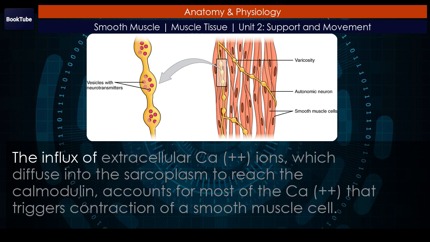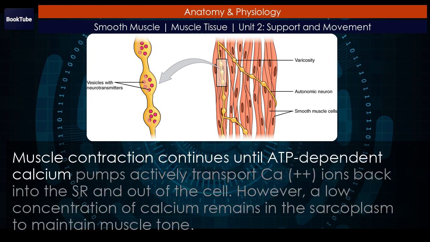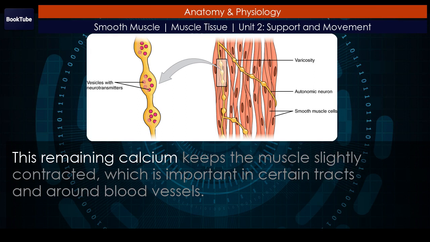The influx of extracellular Ca++ ions, which diffuse into the sarcoplasm to reach the calmodulin, accounts for most of the Ca++ that triggers contraction of a smooth muscle cell. Muscle contraction continues until ATP-dependent calcium pumps actively transport Ca++ ions back into the SR and out of the cell. However, a low concentration of calcium remains in the sarcoplasm to maintain muscle tone. This remaining calcium keeps the muscle slightly contracted, which is important in certain tracts and around blood vessels.